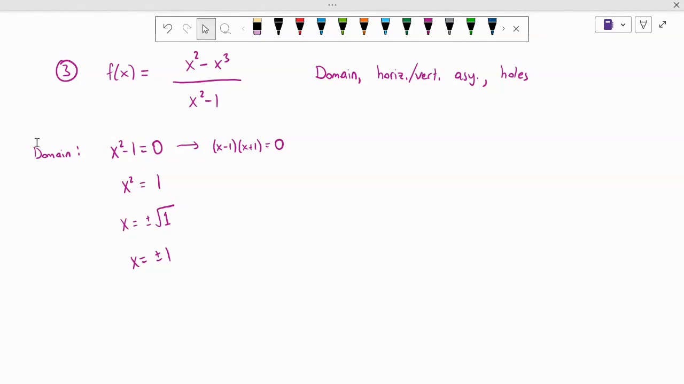Okay, so we found the two places where the denominator is 0. So this function is defined at every other value of x. So for the domain, you want to include everything except for -1 and +1, okay? So in interval notation, it will look something like that. All right, good.